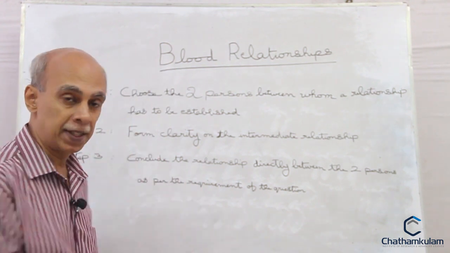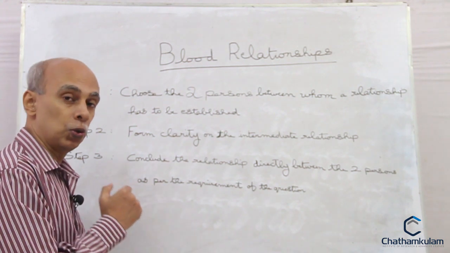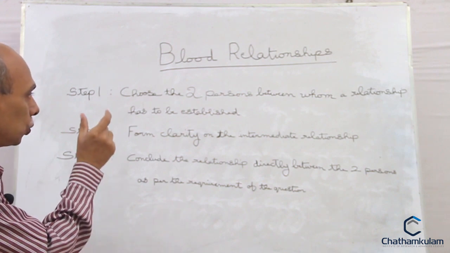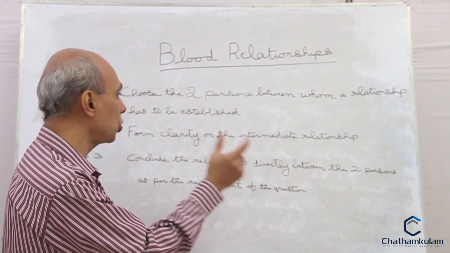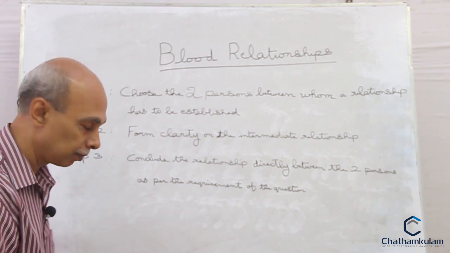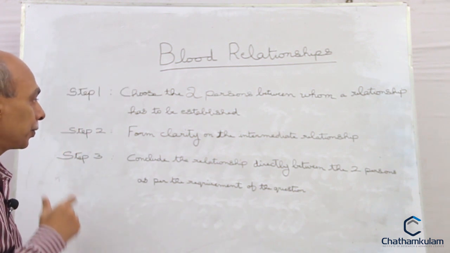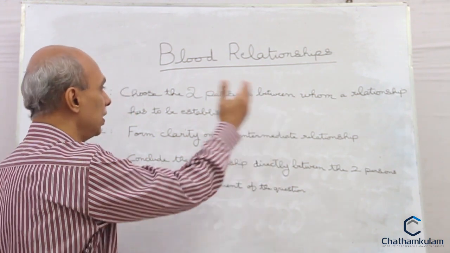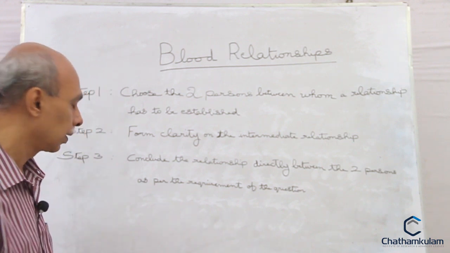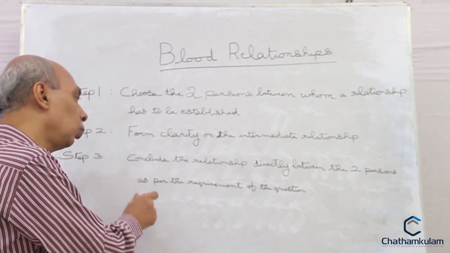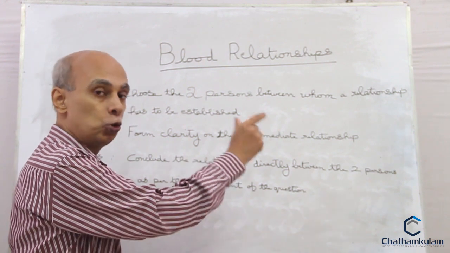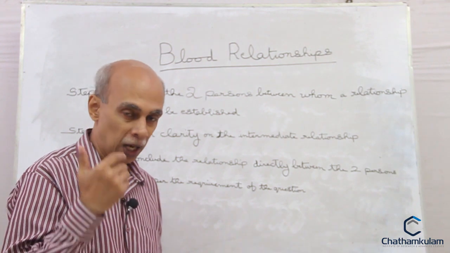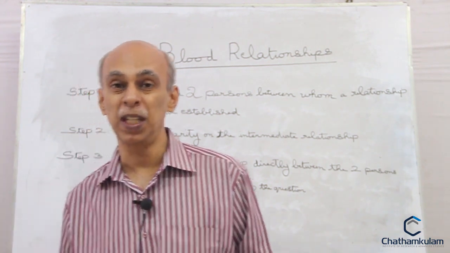Now we come on to some of the basic steps that we need to follow in order to solve the questions on blood relationships. The first step is to choose the two persons between whom a relationship has to be established. The second step is to form clarity on the intermediate relationship that exists between the two individuals or persons. And in the third step, we conclude the relationship directly between the two persons as per the requirements of the question. To have a better clarity, we shall now move on to the examples.